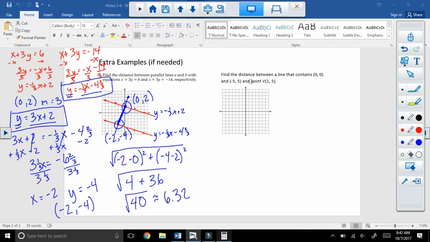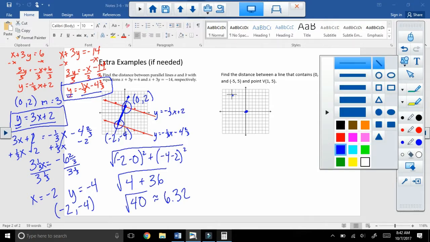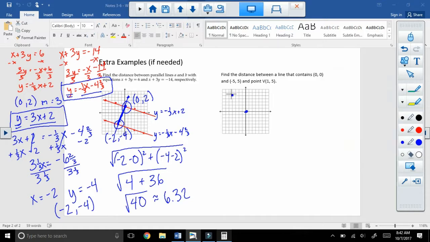For this one here, find the distance between the line that contains these points. So I will sketch in that line real quick. So this line here, my first step will be to write the equation of that line, but I'll graph this point first. So I need to find the distance between that line and this point. So that distance, remember, is going to be like that perpendicular.